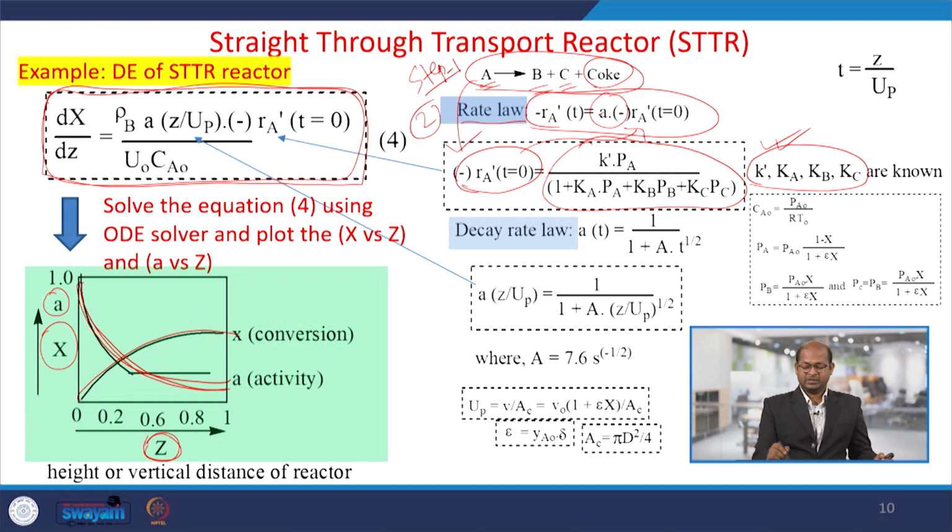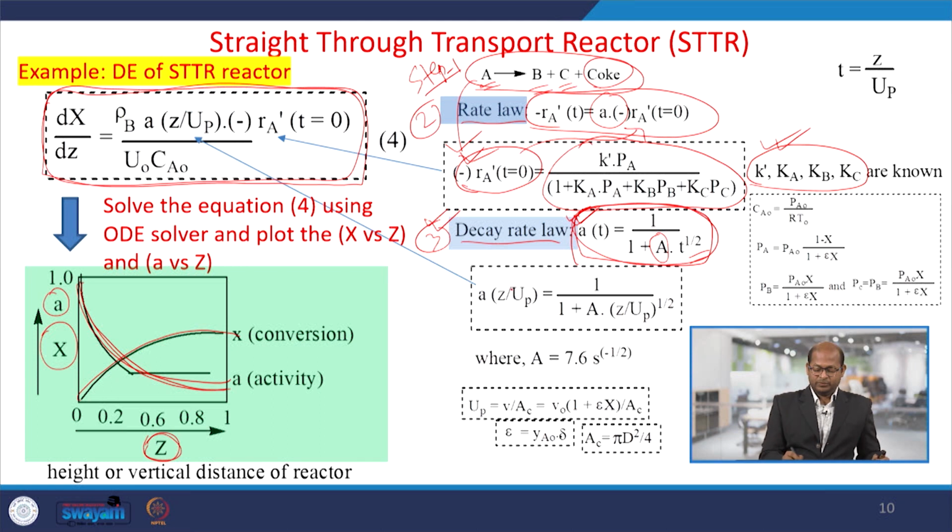Then the activity rate law also we know, the decay rate law, number 3. If we consider, the decay rate law follows like this: a t equals 1 by 1 plus A t to the power half. There is some constant in it, and that constant should be known, as the catalyst is going to deactivate. If we conduct the experiment and see how activity is related to time, this part we know. The reaction rate is known, the decay part is known, and these two we have to substitute in the design equations.